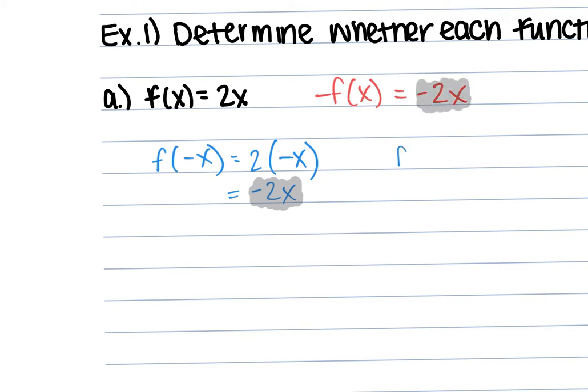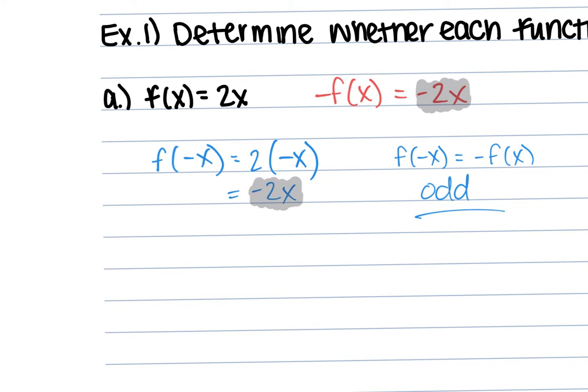So when f of negative x is the same as negative f of x, we call this an odd function. So if you change the sign of your x, if you make it negative, and it makes your entire function negative, we call that odd. If you change the x value to negative and it stays the same, then we would call that even.